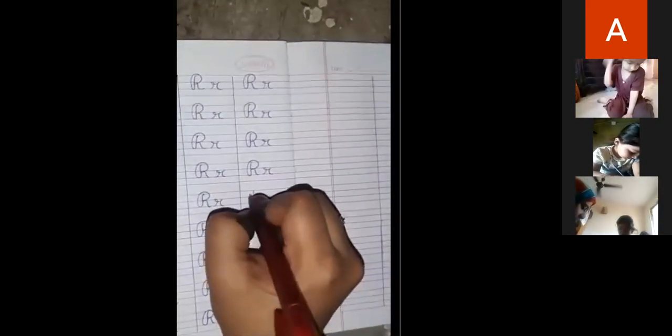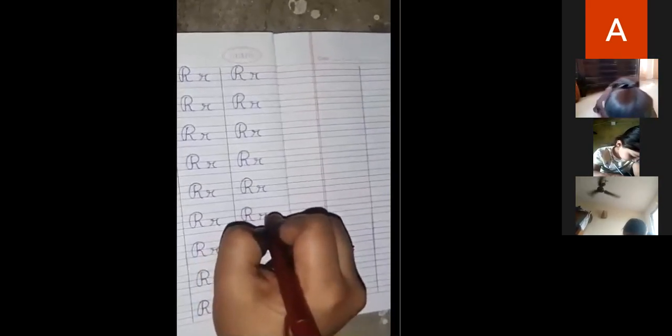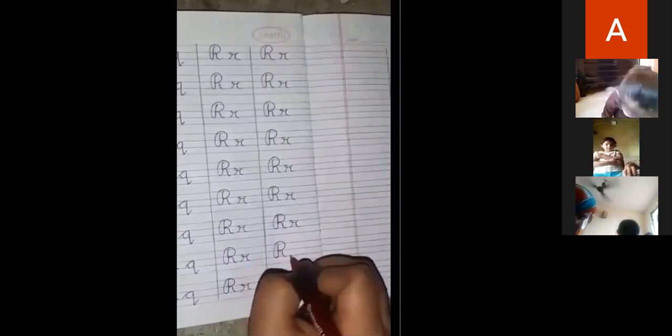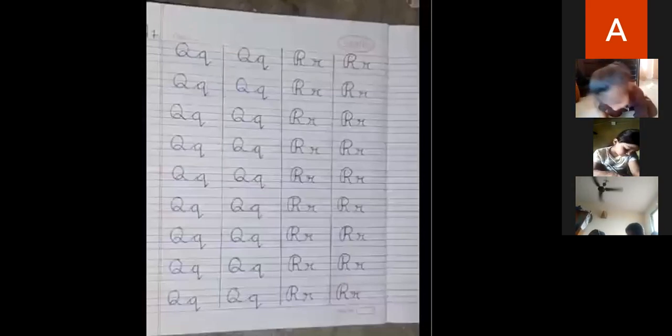Capital cursive R, small cursive R. Capital cursive R, last line, small cursive R. Okay, like this, you have to write cursive capital and small Q, cursive capital and small R in your notebook number one. So let's see who all have completed till now.